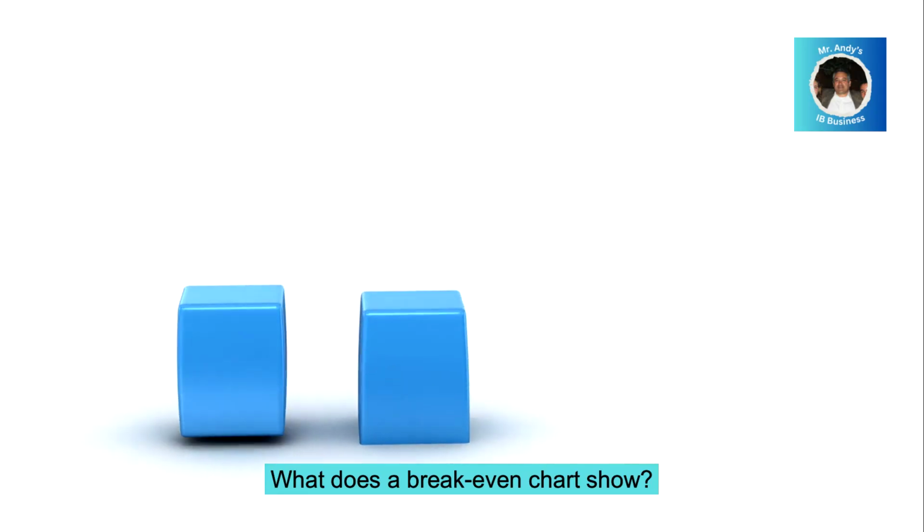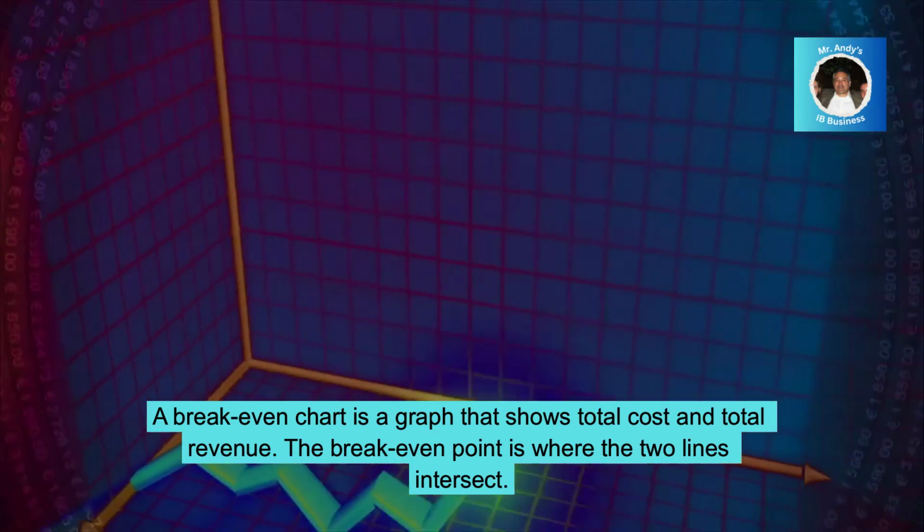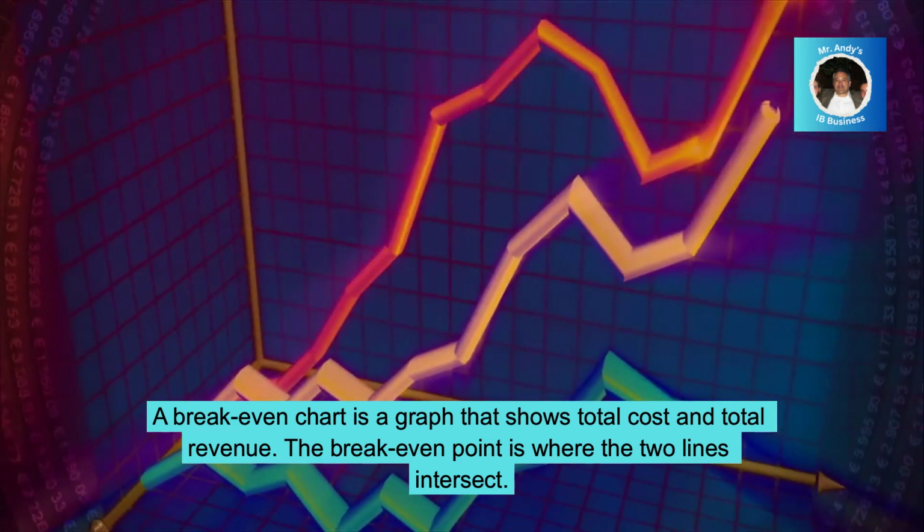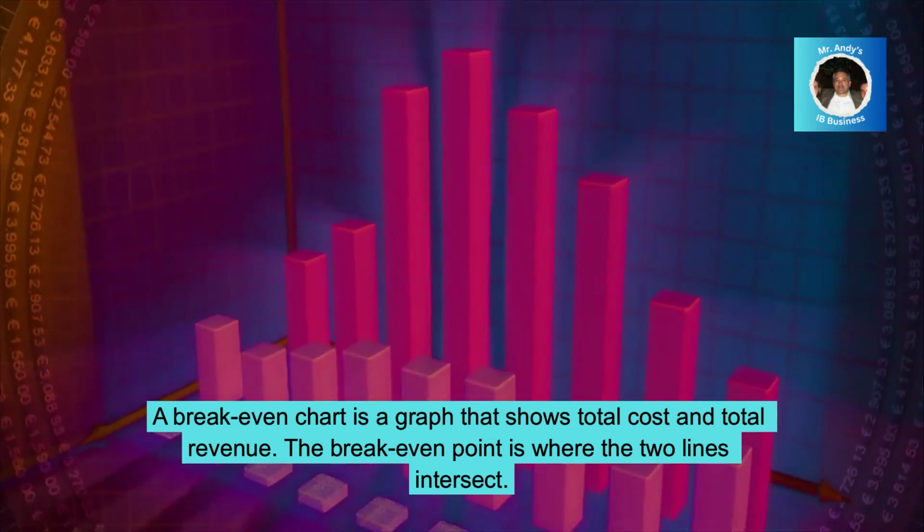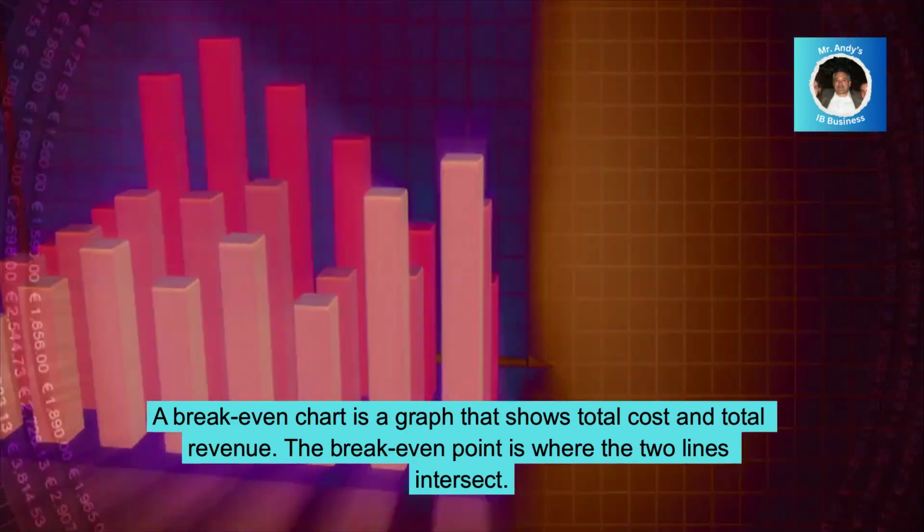What does a break-even chart show? A break-even chart is a graph that shows total cost and total revenue. The break-even point is where the two lines intersect.